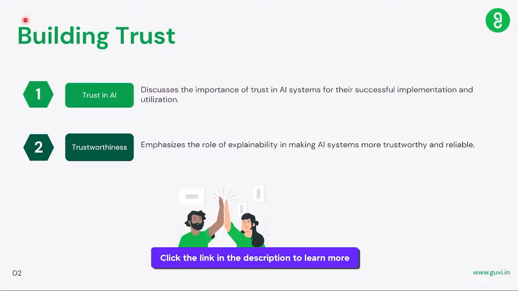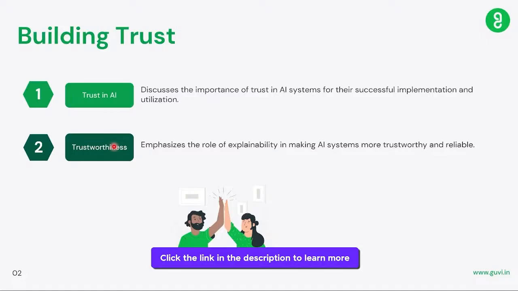Now, building trust. So the trust in AI and trustworthiness. Trust is the cornerstone of successful AI adoption, and explainability plays a pivotal role in fostering trust among users and stakeholders. Transparent and explainable AI models instill confidence and reliability by providing insights into how AI arrives at its decisions. Right? So when users understand the reasoning behind the AI outputs, they're more likely to trust and rely on those systems in various domains.